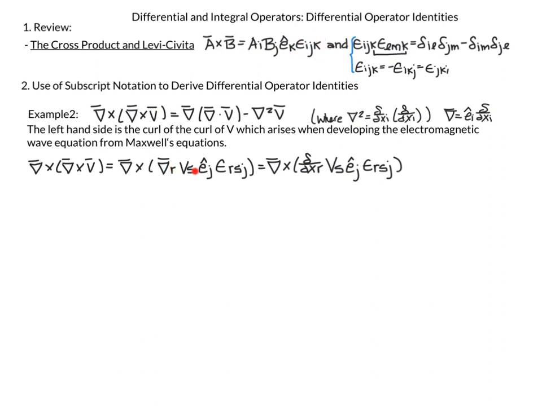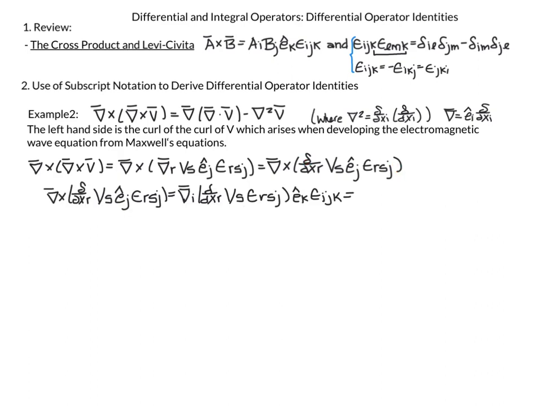So we need R, S, and J. And again, I chose the R, the S, and the J because I wanted to match the notation that your book is using. And this next step, all I did is I said, well, the rth component of the del operator is d dx r.